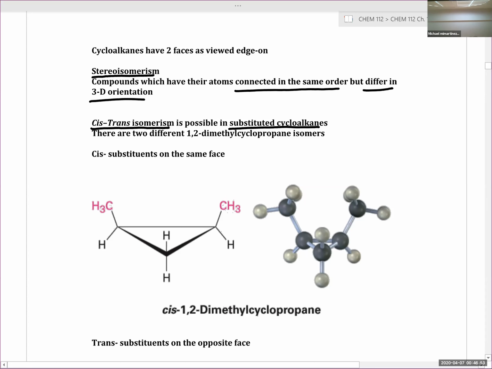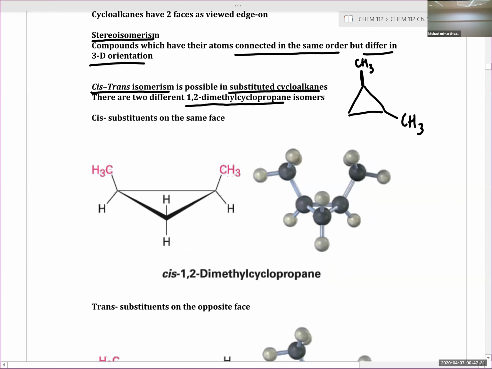So for example, if we looked at 1,2-dimethyl cyclopropane, let's draw out what this structure looks like. So we have a methyl group at carbon 1 and a methyl group at carbon 2. Now, this structure that we've currently drawn is not particularly descriptive of the three-dimensional arrangement of these methyl groups. So let's try to describe each of our stereoisomers, each of our arrangements of these methyl groups in 3D space.